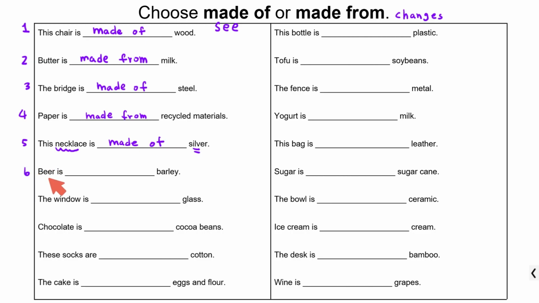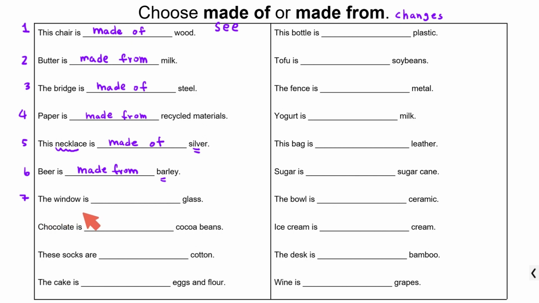Number six, beer is blank space barley. Well, the barley changes, the material barley would change to beer, so the correct answer for this one would be made from.